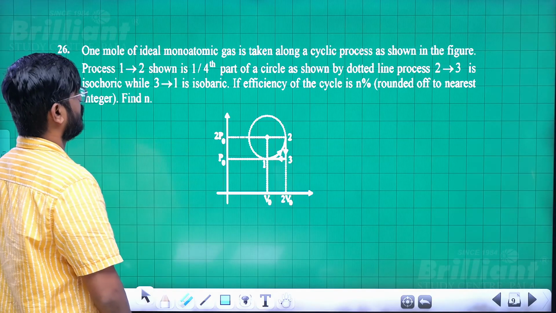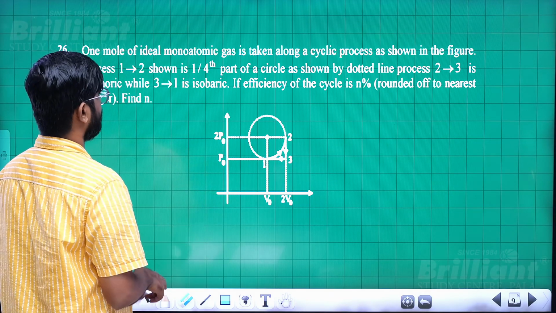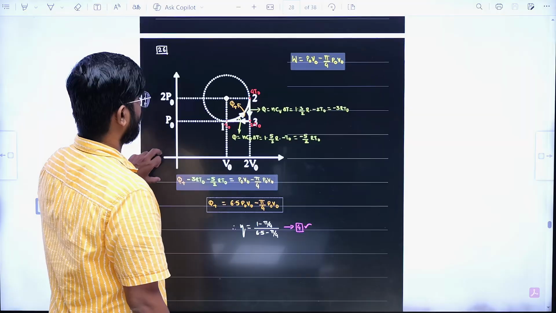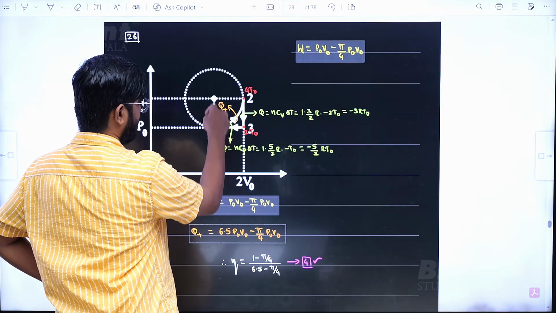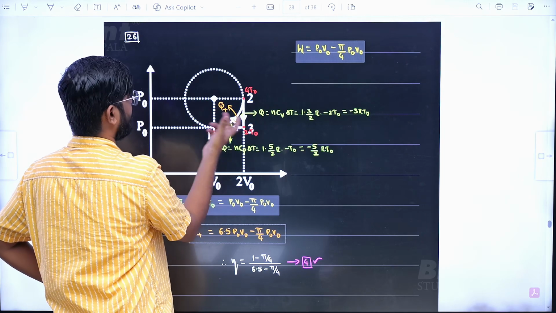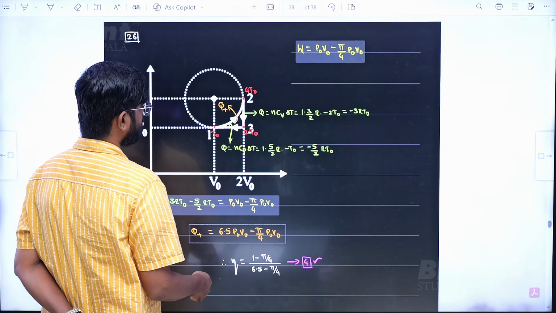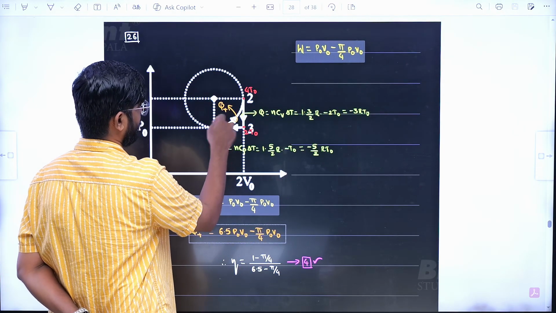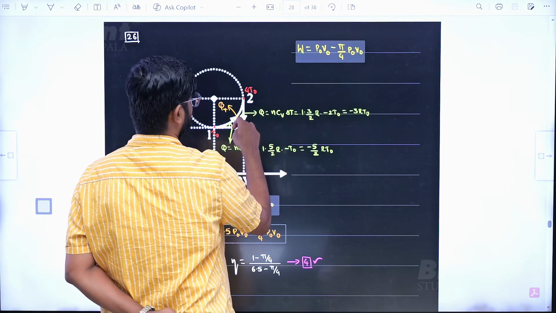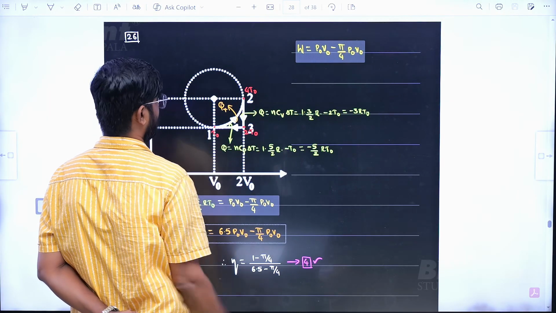1 mole of ideal monoatomic gas is taken along a cyclic process. Process 1 to 2 is 1/4 of a circle, and isochoric is there, isobaric is there. Find the efficiency. Work done is going to be the area under this graph, that is the area of this rectangle, or square you can say, but it should be of the dimensions P0 and V0. So P0 into V0, and you need to subtract the area of this quarter ellipse. That is going to be the work done, and that is going to be positive work done. Positive work done is more than negative work done, so work done is going to be positive.